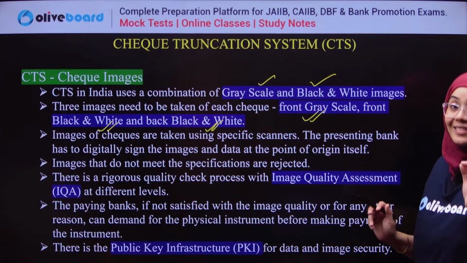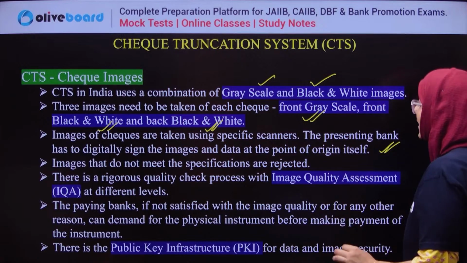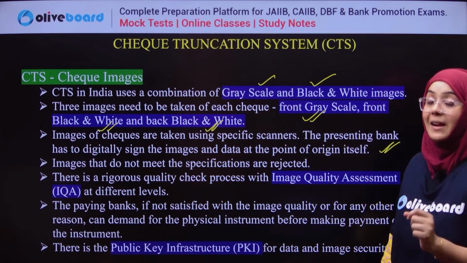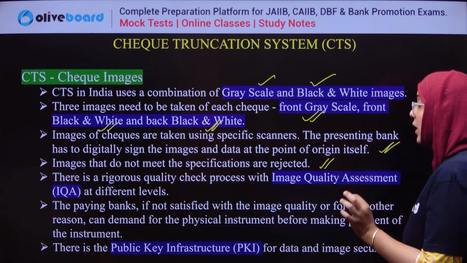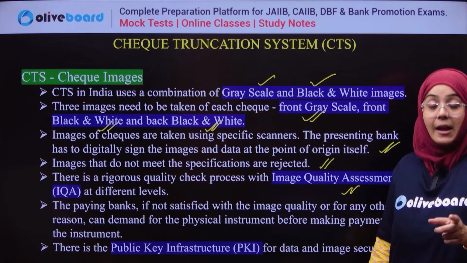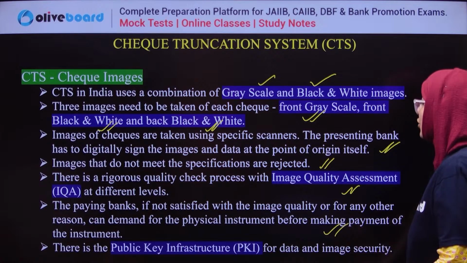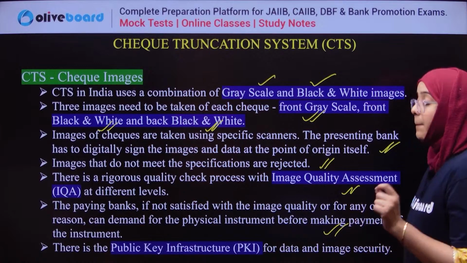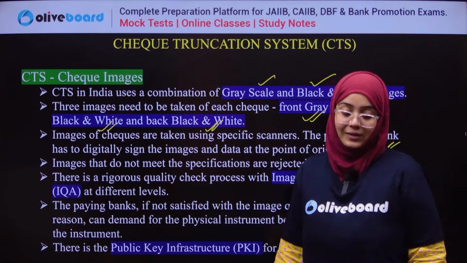Images are taken using a specific scanner only, which must be present in every presenting bank. Images that do not meet the specification are rejected, and they go through a rigorous quality check with image quality assessment. The paying bank, if not satisfied with the image, can demand the physical instrument before making the payment of that instrument. There is a public key infrastructure for the data and image security.